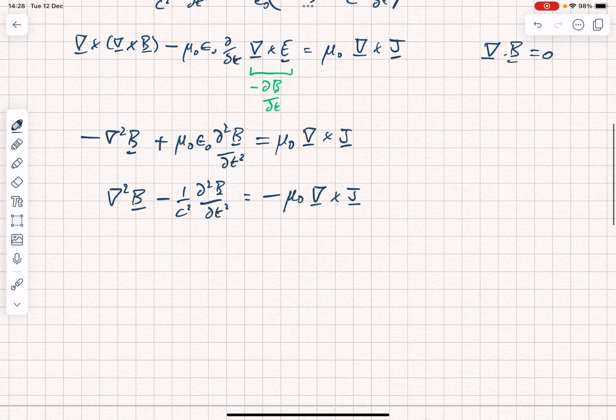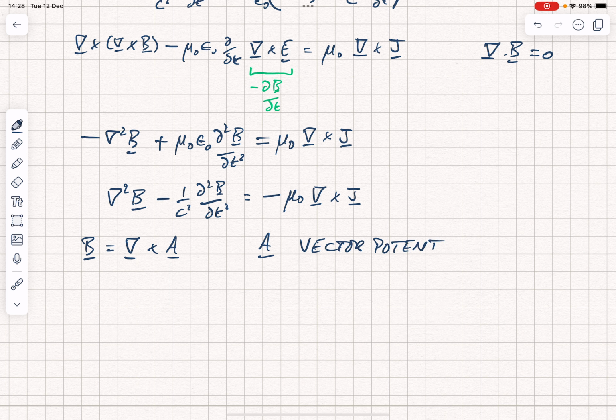So remember that we write B is equal to the curl of A, where A is the vector potential, and that comes about because we know that the divergence of B is 0 and the divergence of a curl is identically naught.